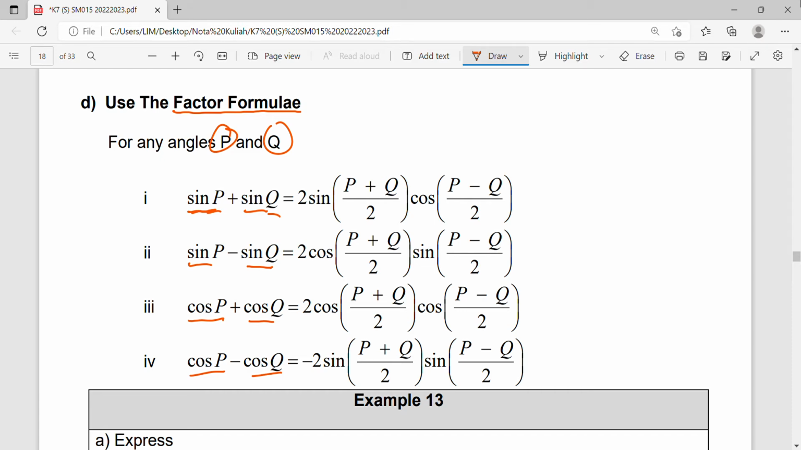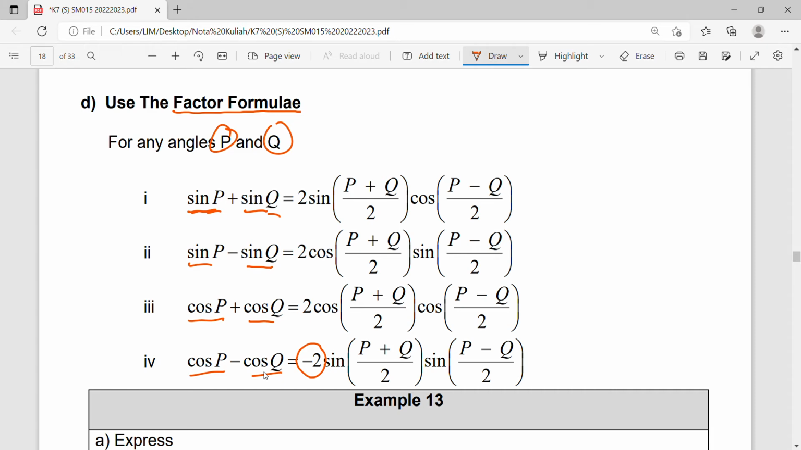When you have sine plus sine, the first angle that comes in will be added up, divided by 2. The angle after that, minus, divided by 2. Okay, so for the trigonometry, sine plus sine gives you sine cos. If you have sine minus sine, cos sine. If you have cos plus cos, cos cos. If you have cos minus cos, you have sine sine, but your coefficient here is negative.